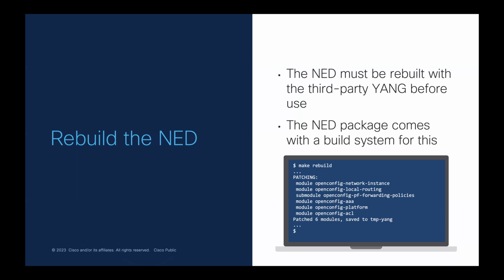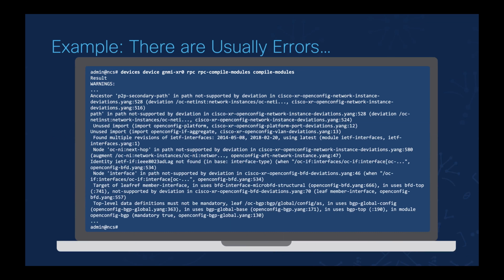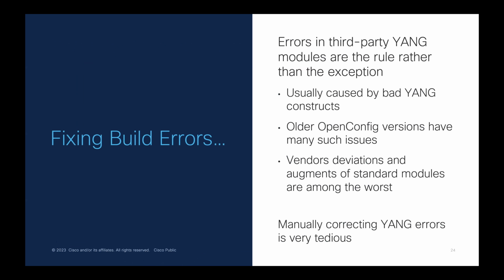Once we have the YANG models, the next step is to rebuild the NED. Just go to the source directory in the NED package and enter make rebuild. Unfortunately, it's rarely straightforward. Anyone that has tried to build OpenConfig models has likely seen errors like these ones before. So unfortunately, bugs in third-party YANG models are very common.